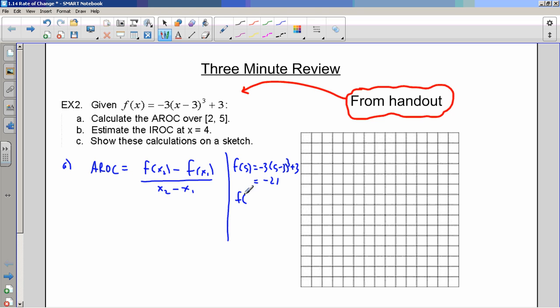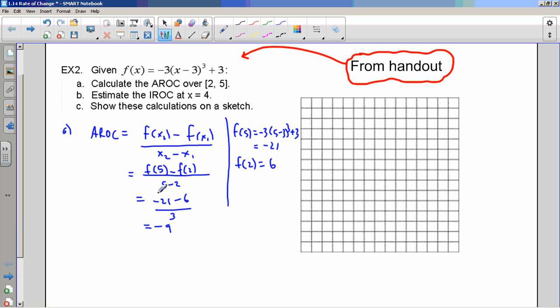f at 2 is, excuse me, clunk that into your calculator, 6. So I get, I'm going to do an extra step here just so we can see what's going on, f at 5 minus f at 2 over 5 minus 2, and so that is -21 minus 6 over 3, is -27 divided by 3, -9. So that means from 2 to 5, the function is decreasing, right? It's going downhill. The slope of the secant is -9.